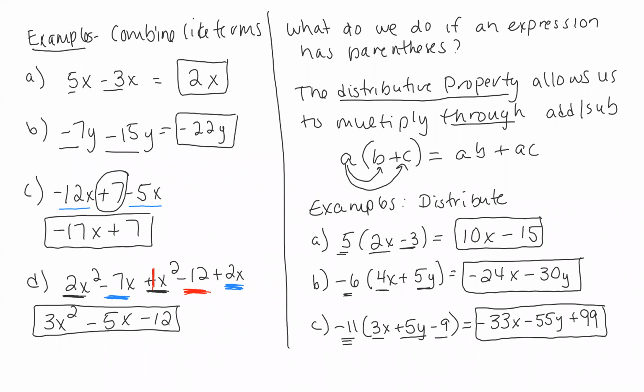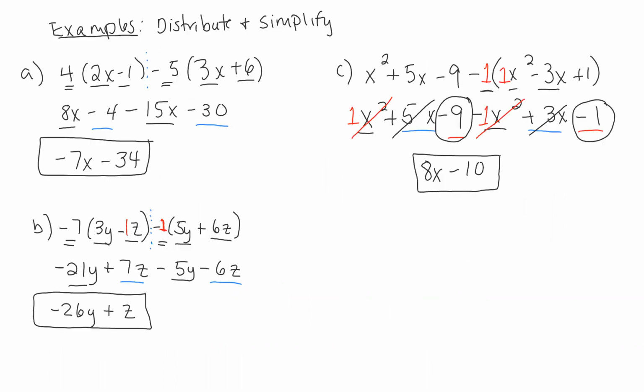And we had to add a property in. We looked at some really basic examples of combining like terms, but then we came to this conclusion, well, what do we do if an expression has parentheses? Well, you have to eliminate the parentheses, and we can eliminate parentheses by using the distributive property. So the distributive property allows us to multiply through addition and subtraction, and in doing so, we get rid of the parentheses. So we looked at examples of just evaluating, and then finally, we looked at examples where we had to distribute and then also simplify, okay? So that's kind of the overview of just what algebraic expressions are.